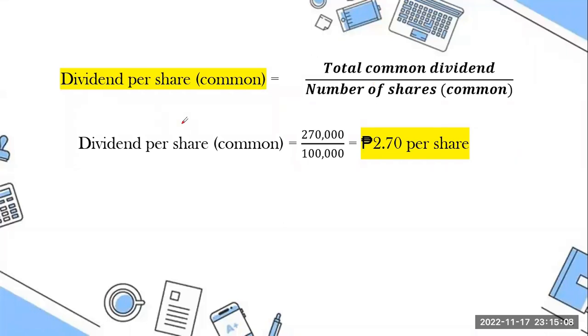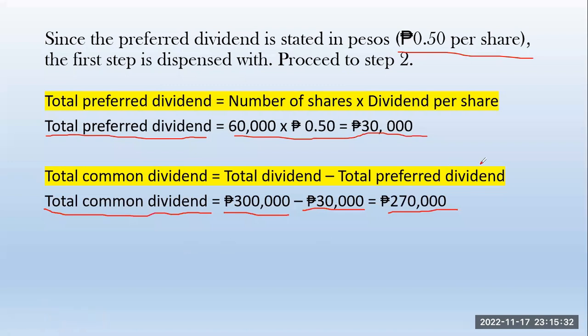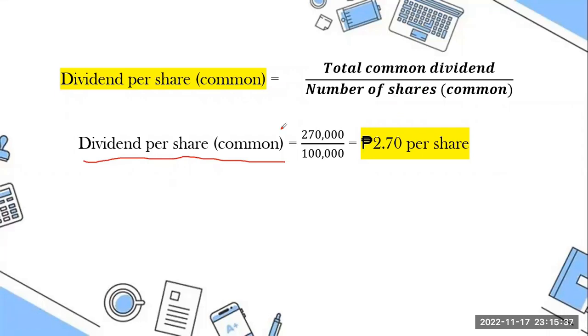Now, let's solve for the dividend per share or DPS for the common. So, total common dividend divided by the number of shares for common. So, dividend per share for common, that is, okay, so the total common dividend is equal to 270,000. Yun yung na-compute natin kanina. Okay, total common dividend, 270,000. Divided by the number of shares per common, that is 100,000. So 270,000 divided by 100,000, that is equal to 2.70 per share.